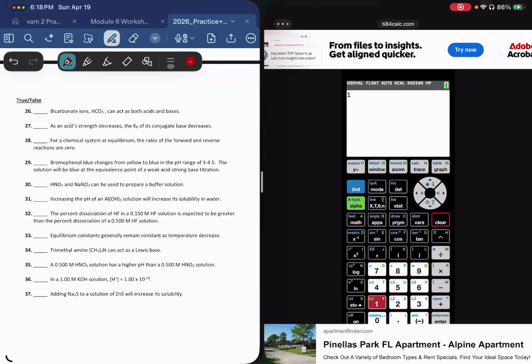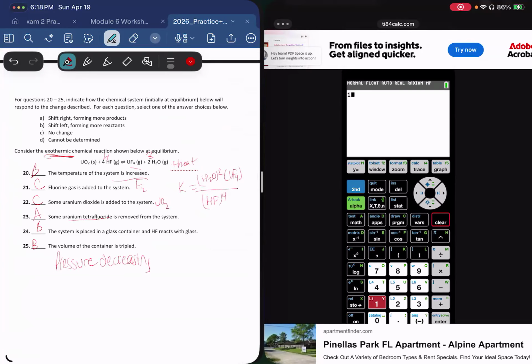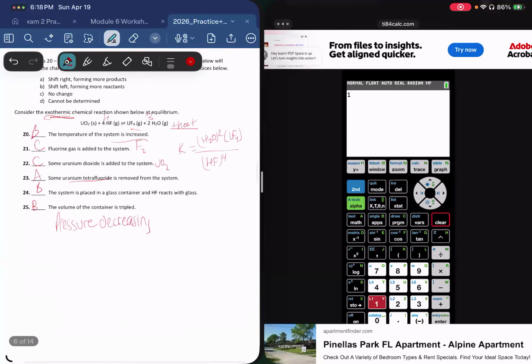For the ones that we just did, would it ever be a case where it cannot be determined? No, I don't think there would ever be a case where that's the answer. It's like the give up option. So don't put cannot be determined.